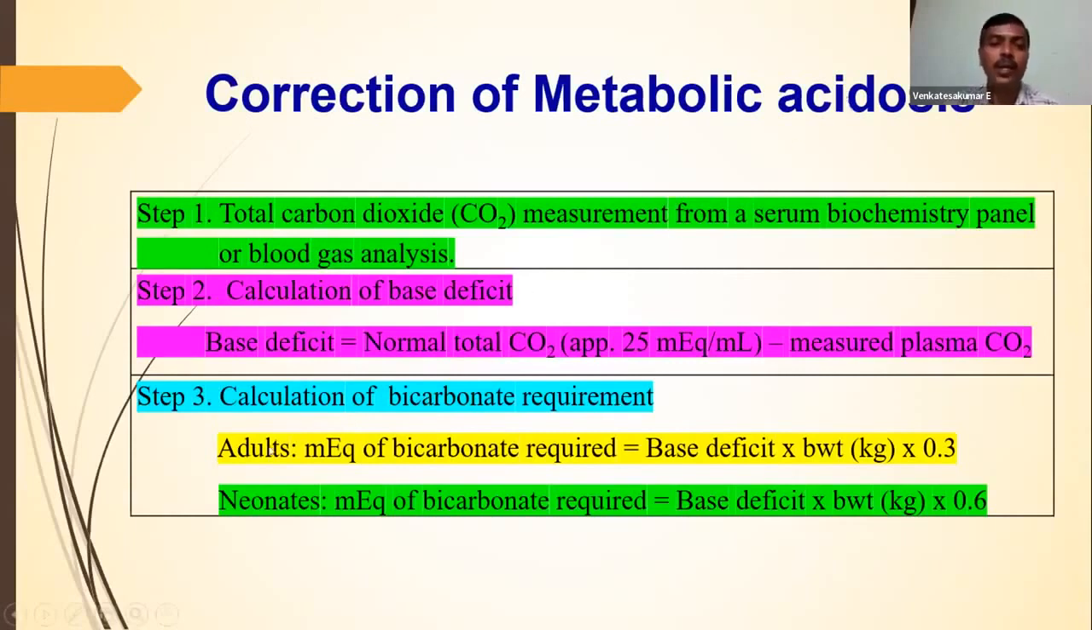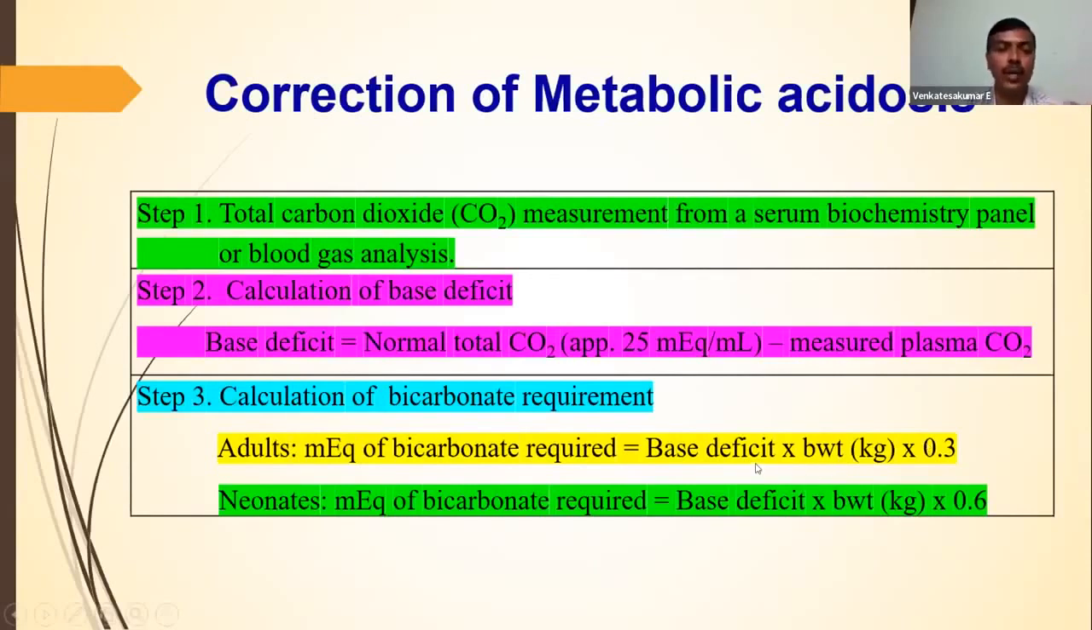In adult animals, there is a formula. Milliequivalent of bicarb required is equal to base deficit, which we have calculated here, times body weight in kgs, times the correction factor 0.3. That is the formula to identify the milliequivalent of bicarbonate required to treat a ruminal lactic acidosis or metabolic acidosis case. The same formula is applied for neonates also, but the correction factor is 0.6 instead of 0.3. That is the difference between adults and neonates.